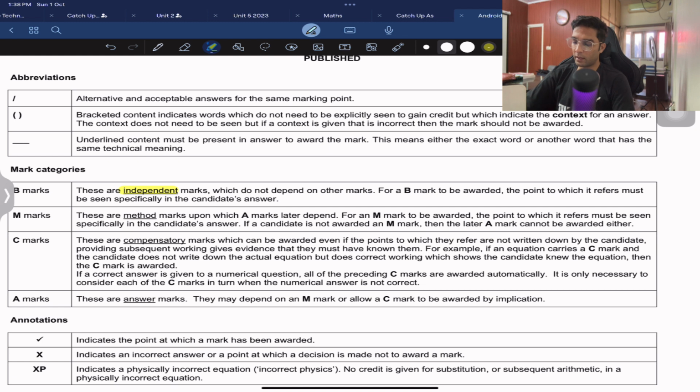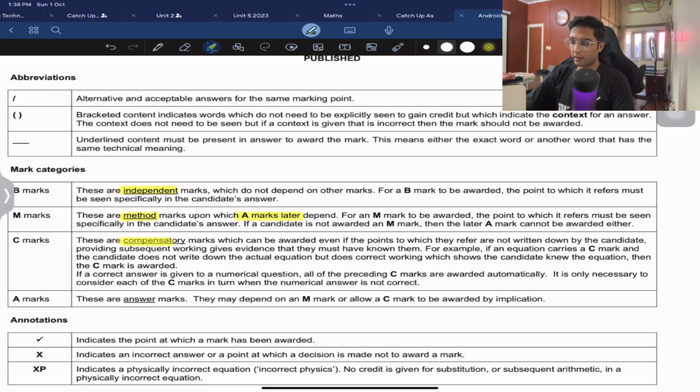Then the method marks are the most important, because method marks are something that answer marks rely on, which means that if your answer is correct but your method was wrong, then you would be awarded no points, because your method should be correct in order to get the full mark for the answer as well.